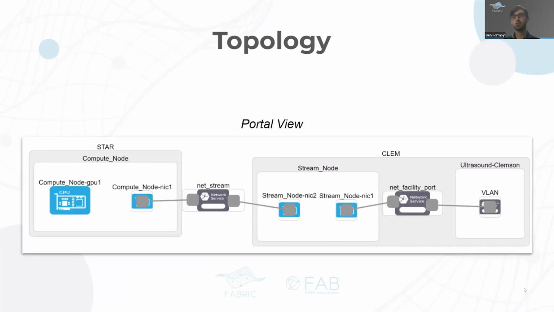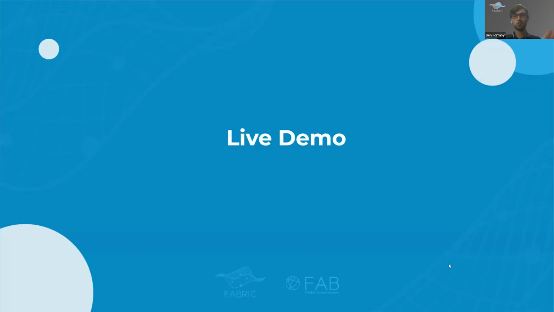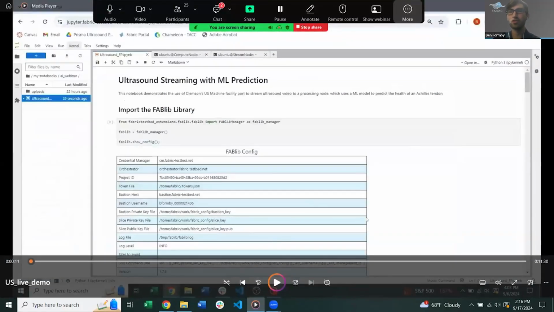And so here's the topology, again, using the slice viewer that is on the Fabric Portal website. And so you can see on the right is our Clemson node, or our stream node, and that is connected to the facility port connecting the ultrasound machine. And then our stream node is connected to the compute node with the GPU, located at the STAR site in Chicago. So now for the live demo, I've recorded it here.